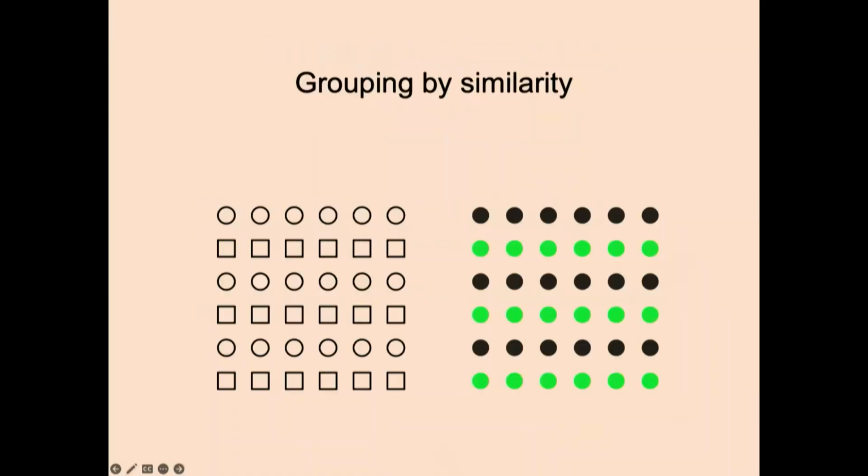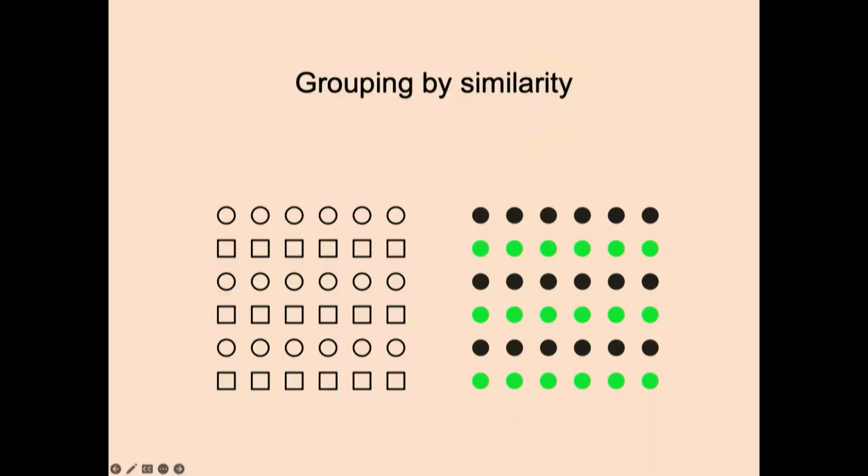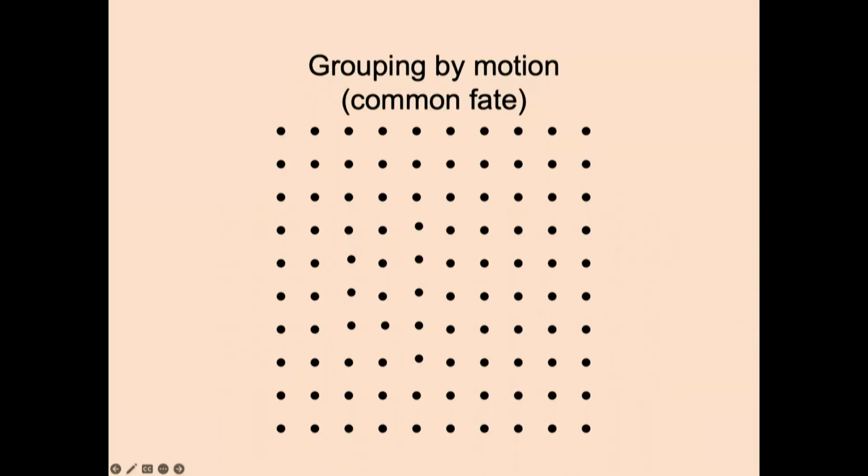Okay, so what is this all about? If you look at these two images, there's a sense in which you see these images as consisting of rows. The natural description is that you have rows of circles and squares, or black dots and green dots. And so that subjective sense that these circles belong together and these circles belong together is called grouping. And in general, similarity is a major factor that determines grouping.